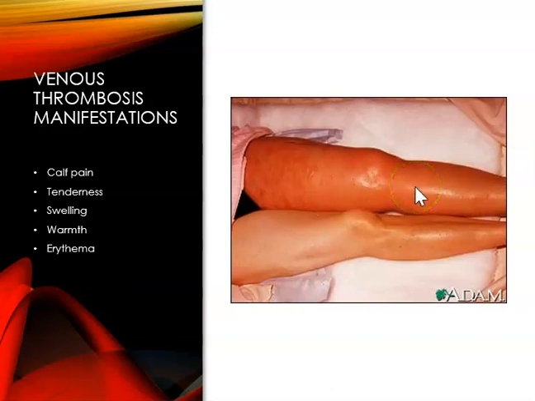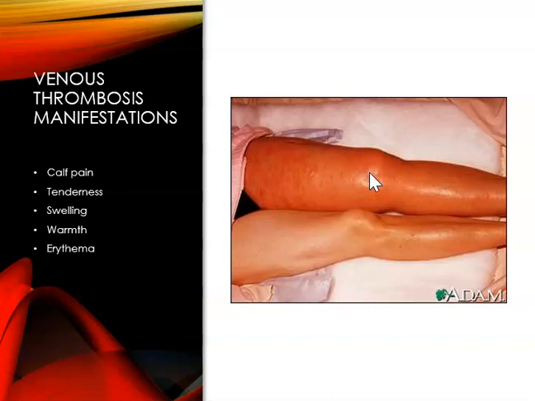A positive Homans sign is a really poor indicator, and this practice is really controversial because it can break off that clot and cause a PE. So we do not elicit a Homans sign anymore in our patients.